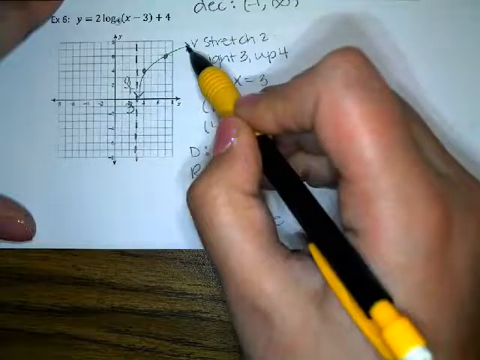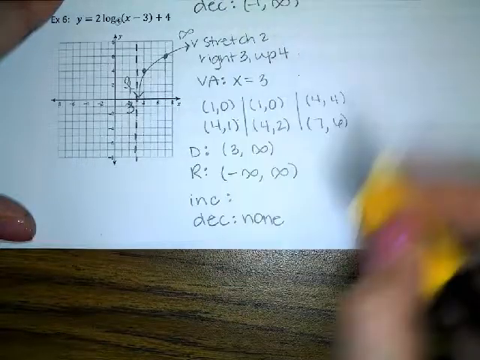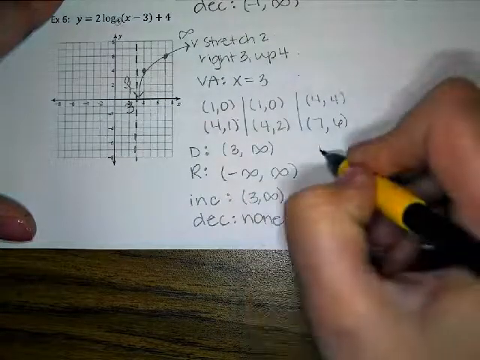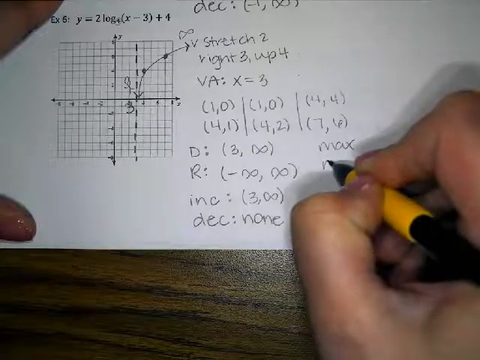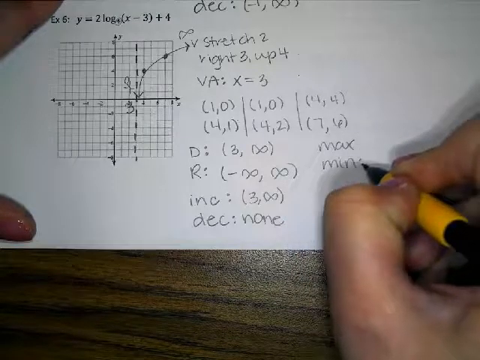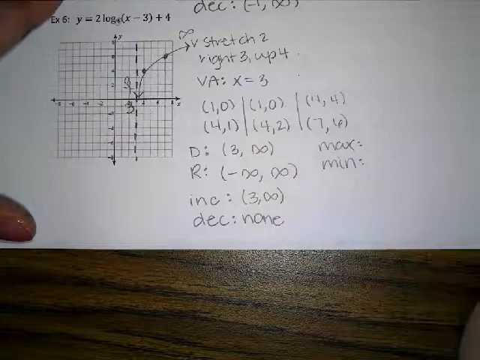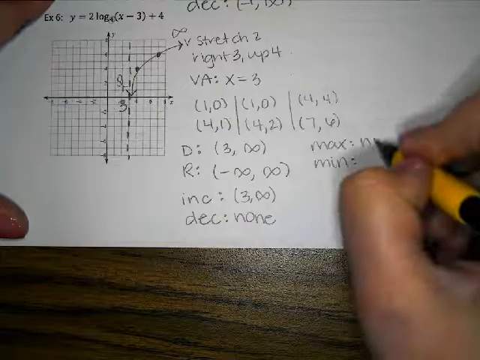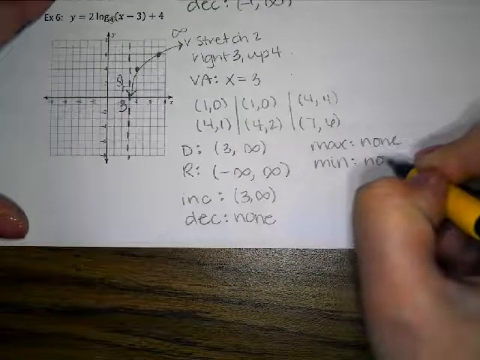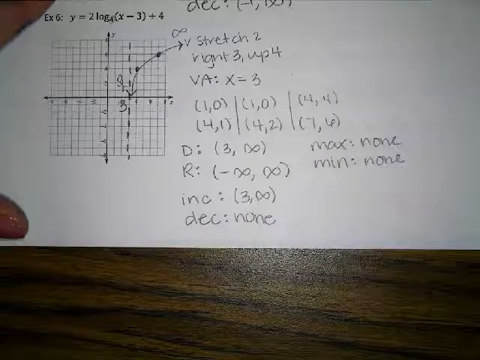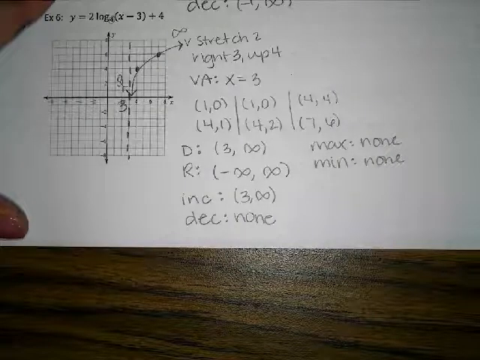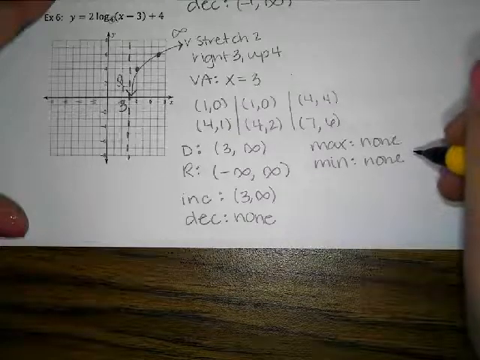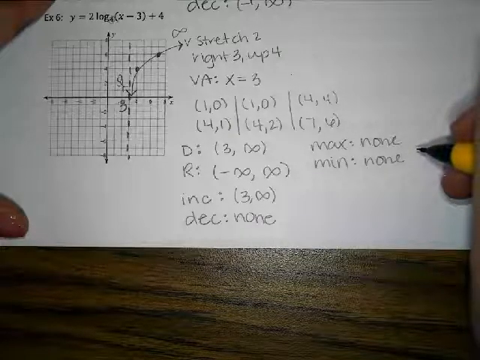All right, max, min. Mountaintops, valleys. None. Do you even have to write it? Yeah, you have to write it if they ask you, because if they ask you and you leave it blank, it looks like you don't know. They just don't ever have that look. They don't go up and come back down. They just go up or just go down.